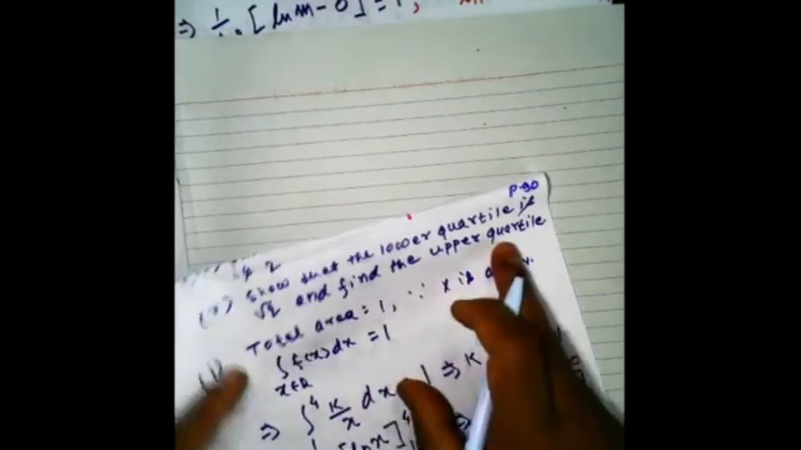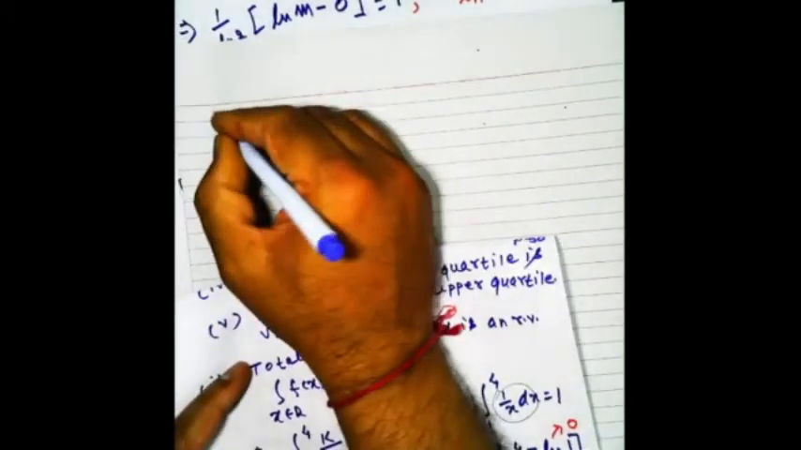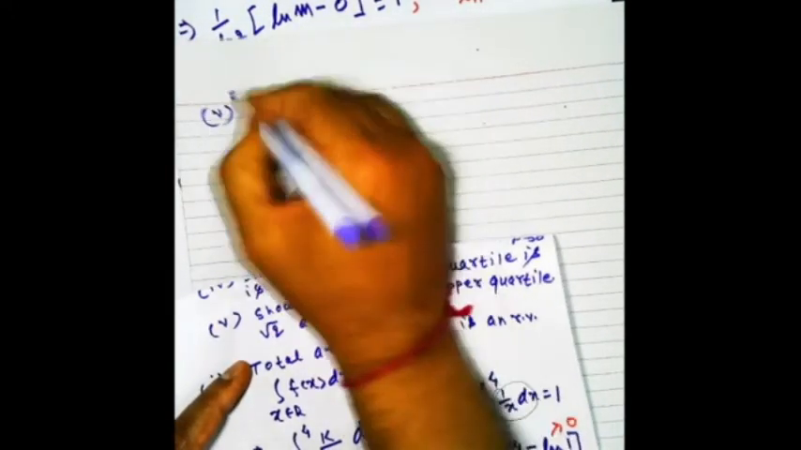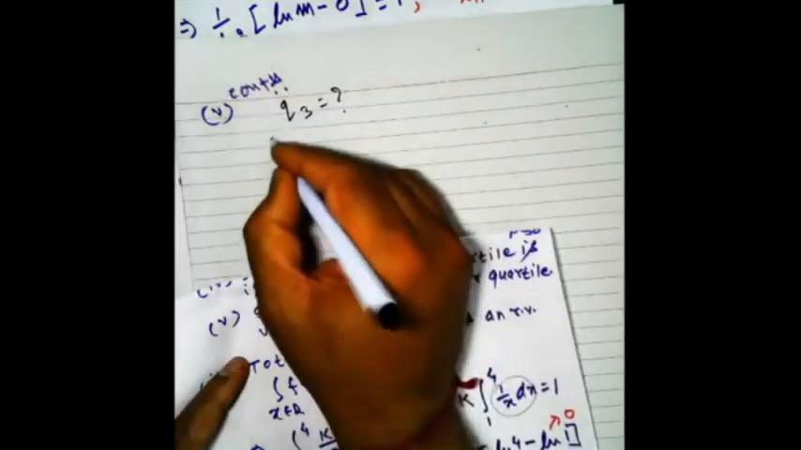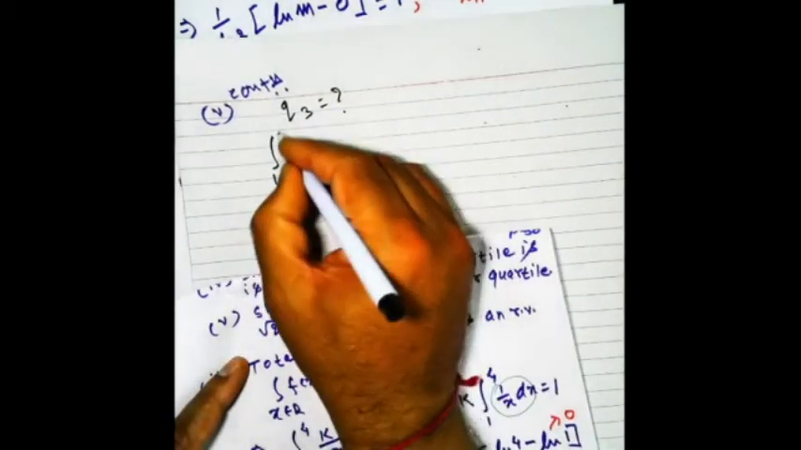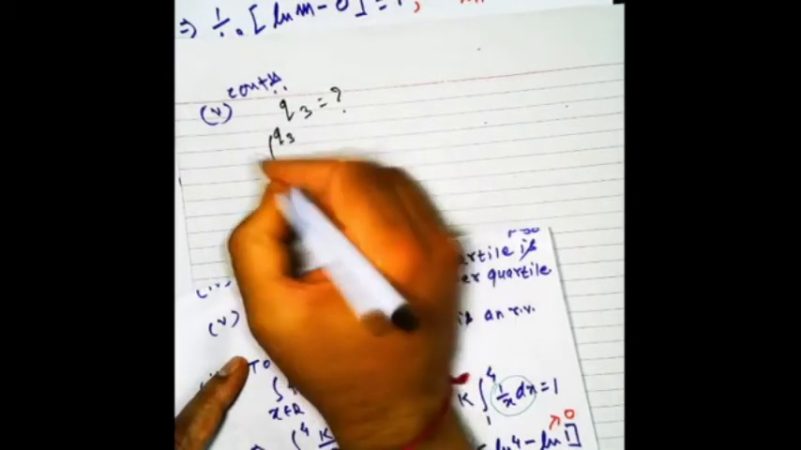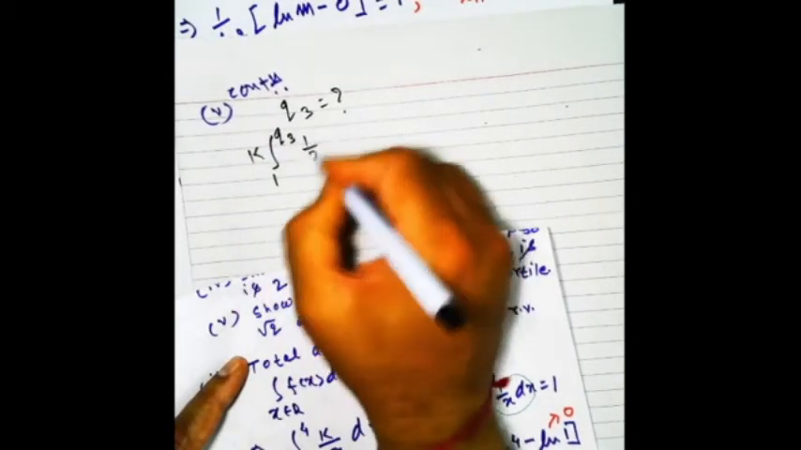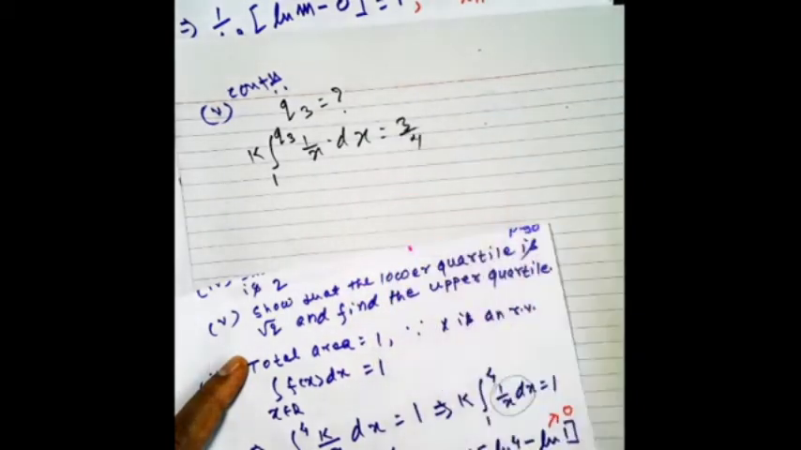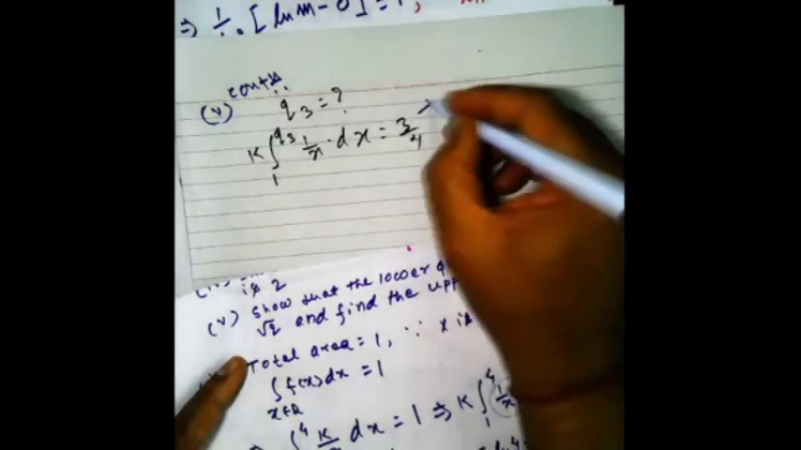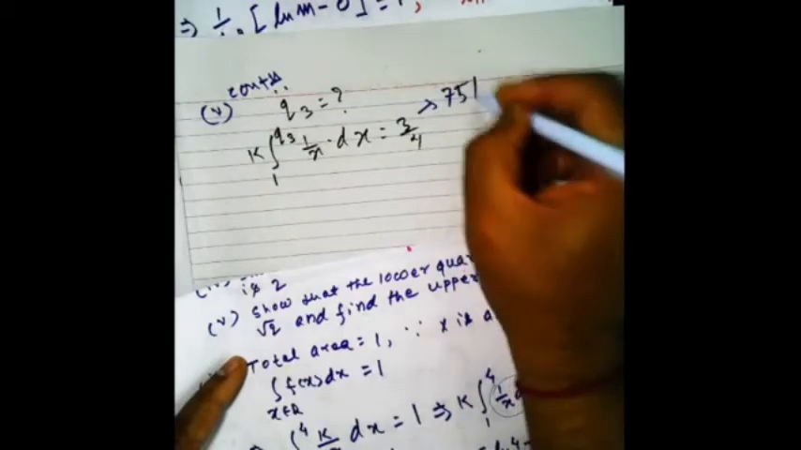Now in question number 5 itself, you have to also find the upper quartile. So in another part of 5, we continue here, and we have to find q3. So q3 equals what? In this case we start from 1 and it goes up to q3. The k value will be out here, and then it is 1 by x dx equals 3 by 4. That means 3 by 4 is 75% of the values.